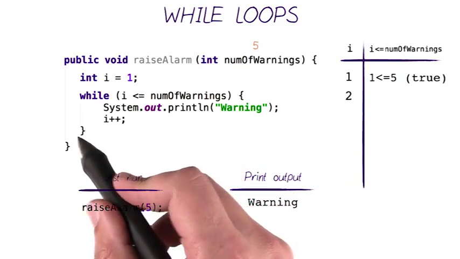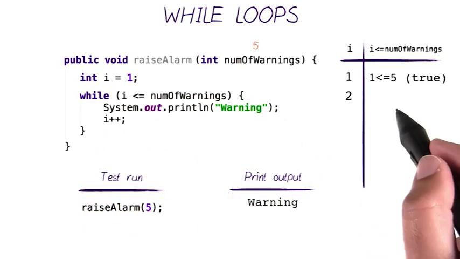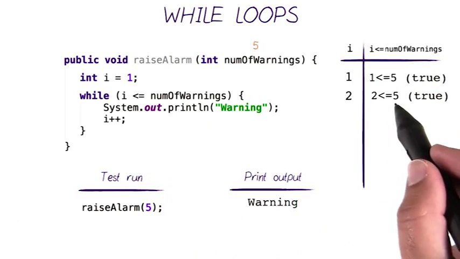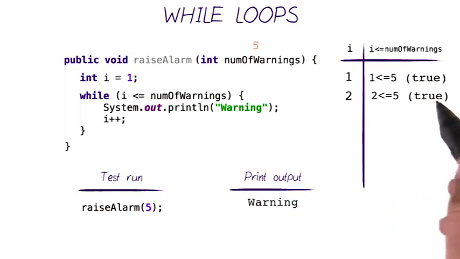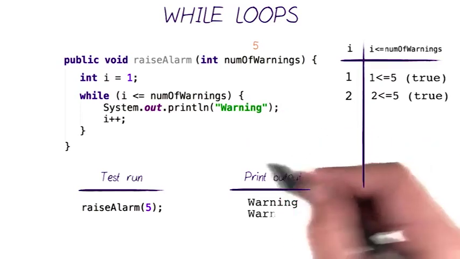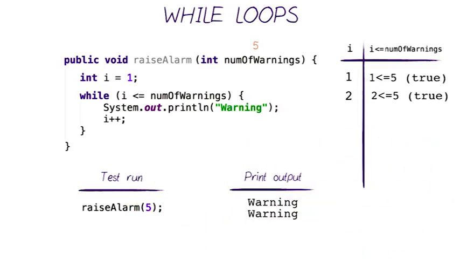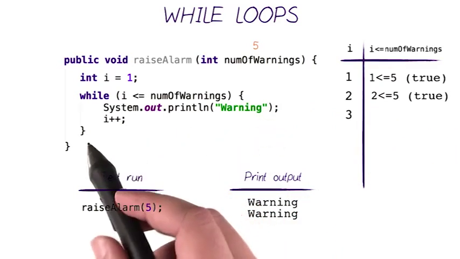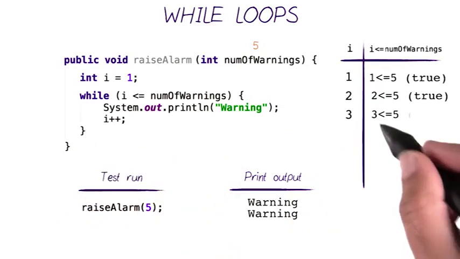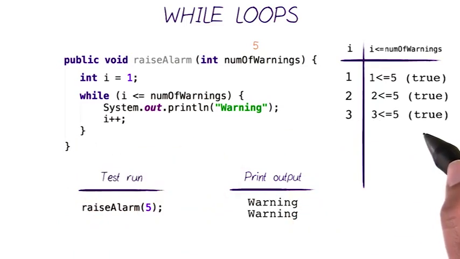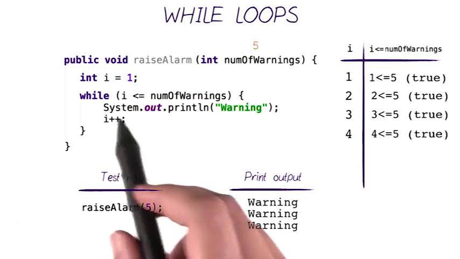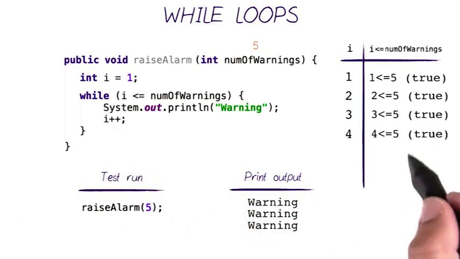Then we reach the end of our loop, so we go back up and we repeat that condition. We check if 2 is less than or equal to numberOfWarnings, which in that case is 5, so it's still true, meaning that we step inside the loop again and we print out the warning one more time. Again, we increment i, making it 1 more, and then we reach the end of our loop, go back up, do our comparison, and 3 is still less than or equal to 5, so we step back in and we print out the warning message. Increment i again, and go back and check our loop condition, which is still less than or equal to 5.